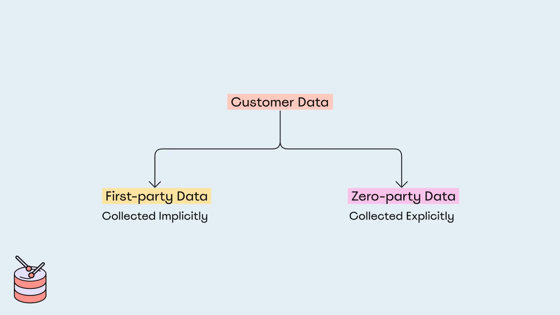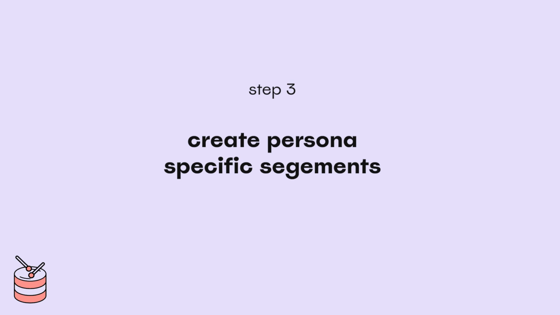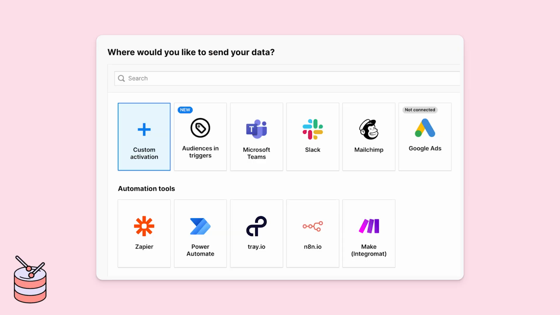Make sure that both types of data are made available in your CDP continuously. That was step 2, get your data in order. Step 3 is to create persona-specific segments. Creating granular segments becomes a breeze once the data is synced from the source to your CDP.